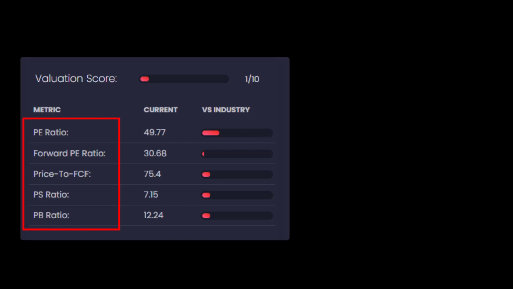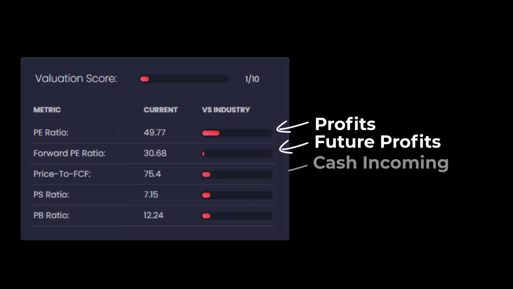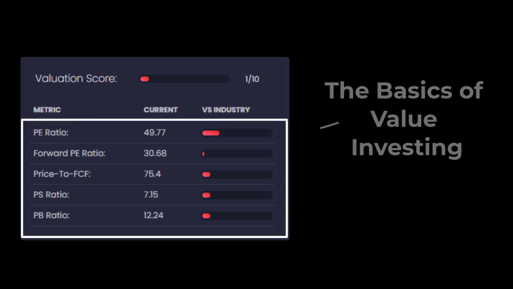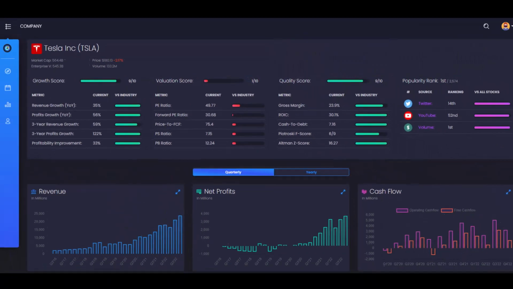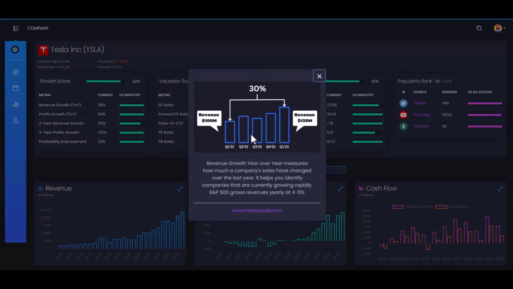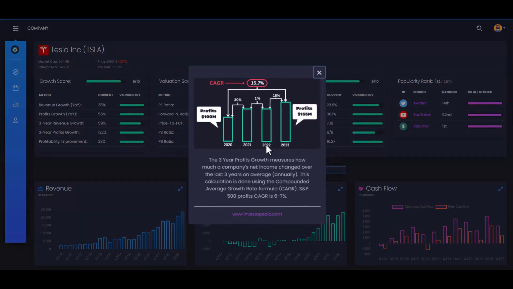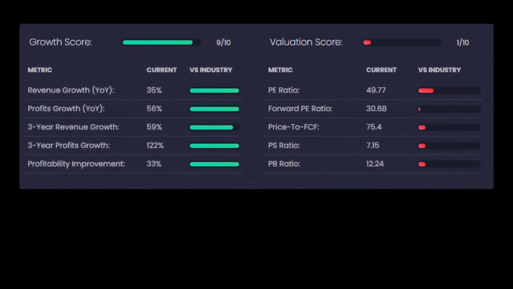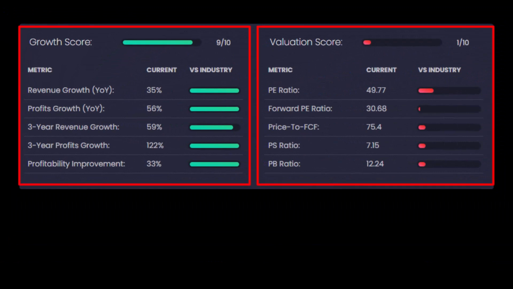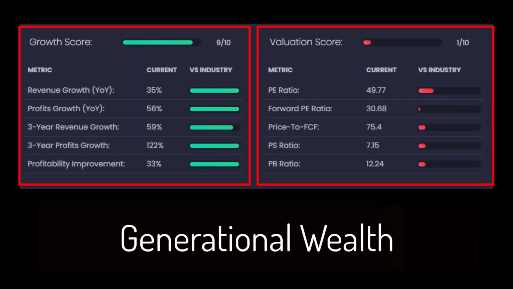These 5 valuation ratios are the most important and widely used in the industry, since they all compare the stock price to an important part of the business, such as profits, future profits, cash entering the bank, sales, and assets. These metrics represent the basics of value investing. And of course, if you want clarification on any of these, you can just click on them and you will get a very easy to understand explanation of what they do, how to use them with very nice graphics and examples. Now, if you can master the principles of both growth and value investing, this is how you truly make generational wealth in the stock market.